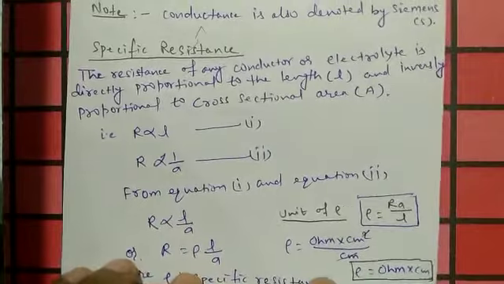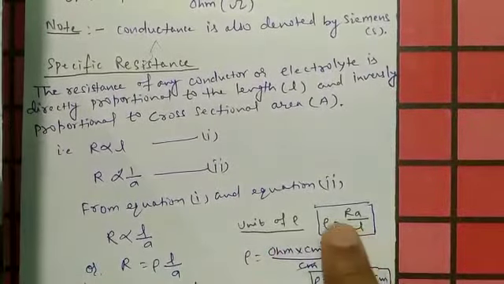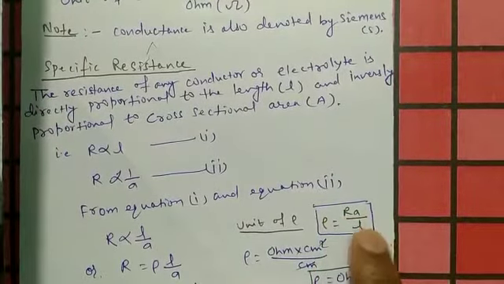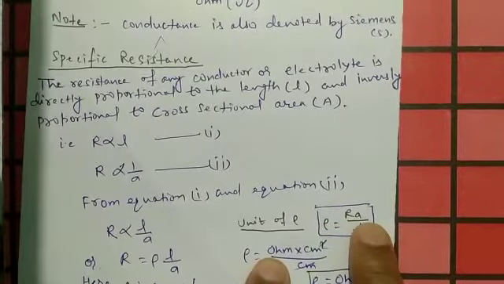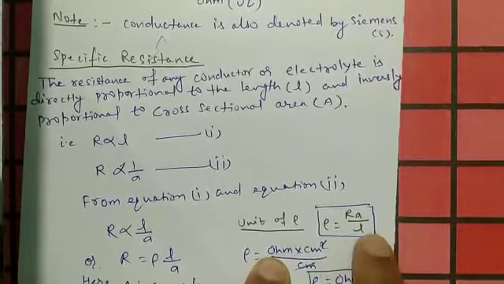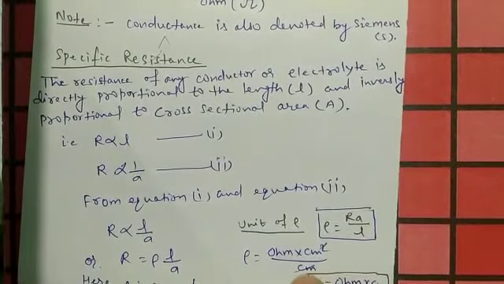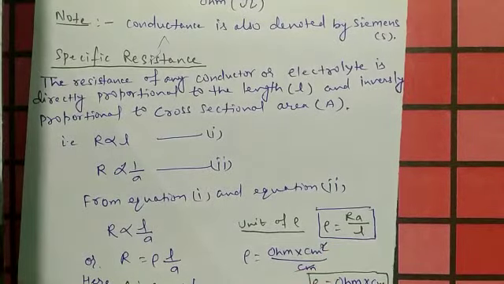So what are the units of rho, the specific resistance? Rho is equal to R into A divided by L. The unit of resistance R is ohm, A is area, so it is centimeter square, and L is length, so it is centimeter. Centimeter and centimeter cancel, and we get only ohm centimeter. So the unit of specific resistance is ohm centimeter.